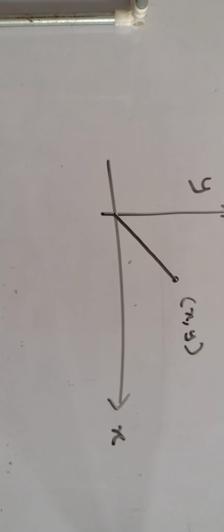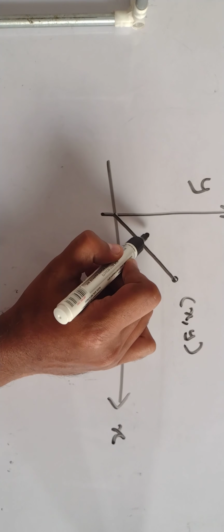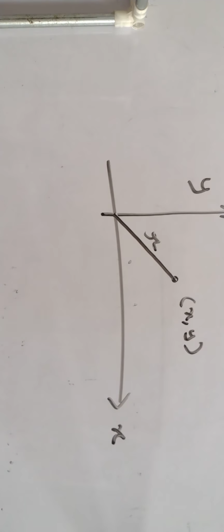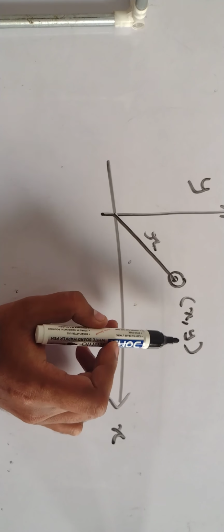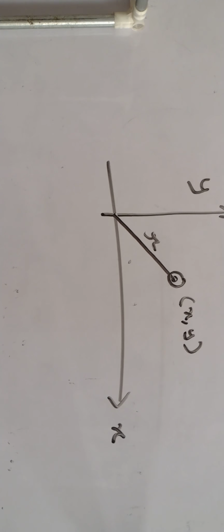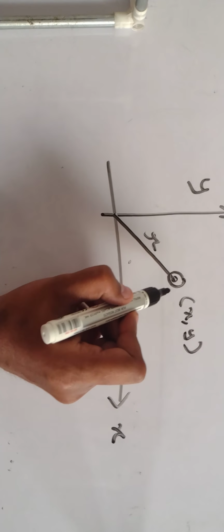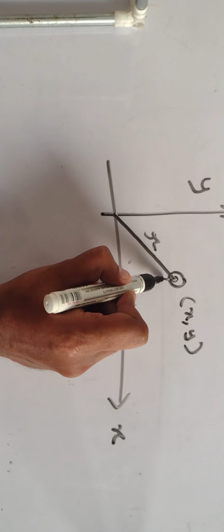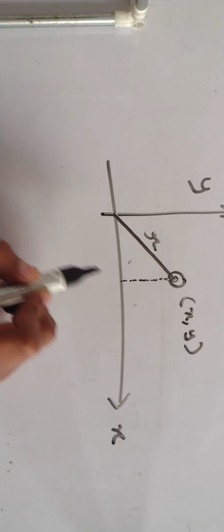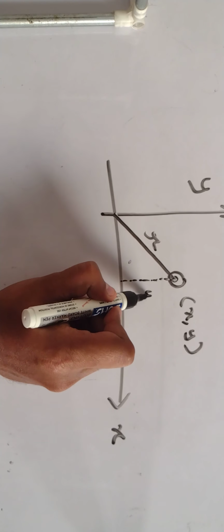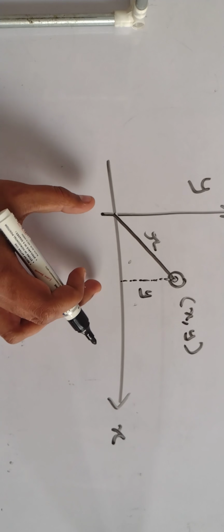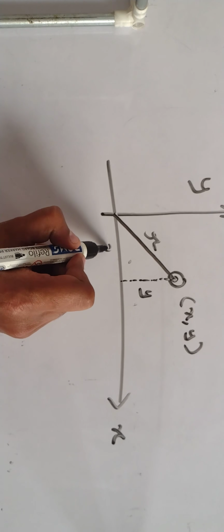Okay, I am trying to join this line, and the length of this line is say r. So the length of this line is r, and what are its coordinates? These coordinates are x comma y. Are you following it? If I draw a perpendicular like this, what will be this distance? This distance will be y, right? And this distance will be x.